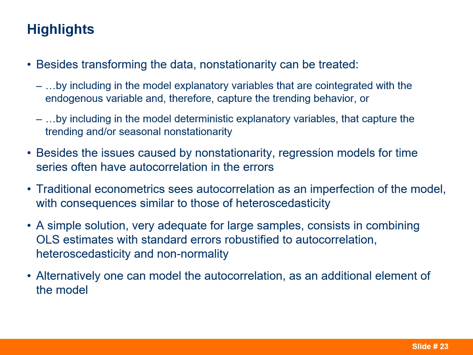Besides the issues caused by non-stationarity, regression time series models often have autocorrelation in the errors. Traditional econometrics sees autocorrelation as an imperfection of the model, whose consequences are similar to those of heteroscedasticity. An easy way to implement a solution, very adequate for large samples, consists in computing standard errors robustified to autocorrelation, heteroscedasticity, and non-normality. A more modern approach would consist in modeling the autocorrelation as an additional element of the model. So, in the model, we will have two parts: the relation model, which will be a regression, and a model for the errors of the previous regression.